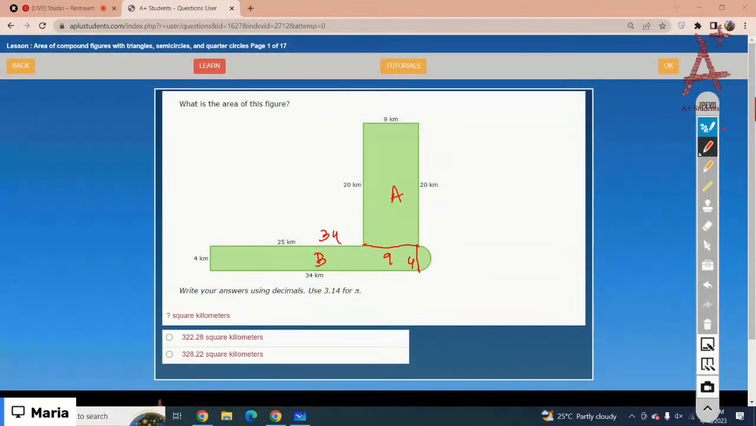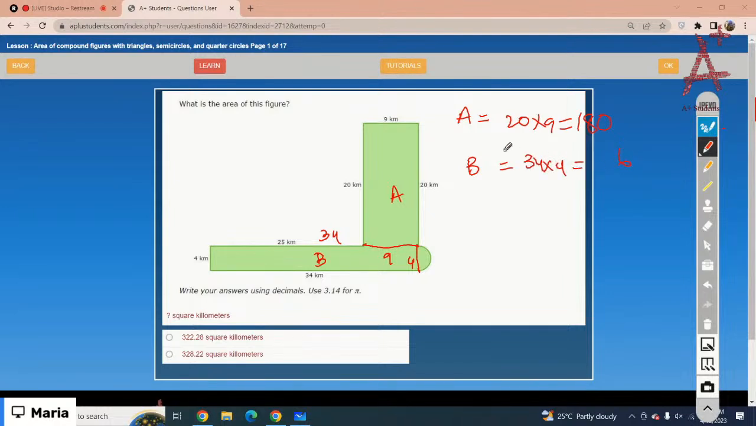So the first, A, is a rectangle. Let's just calculate the area of A. It would be length times width, so 20 times 9. That would be 180. Then you have to calculate the area of the figure B. Again, that would be a rectangle. So you need to do 34 times 4.